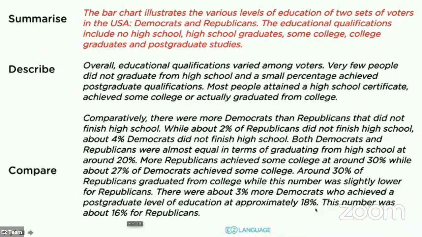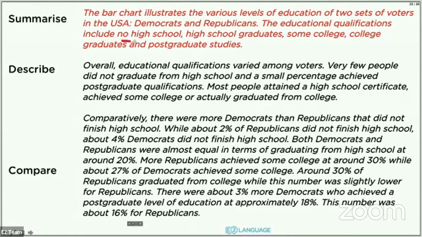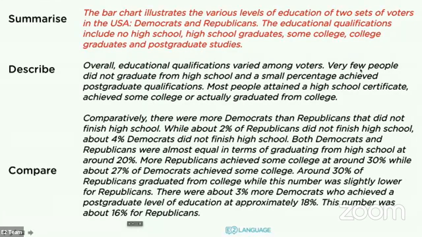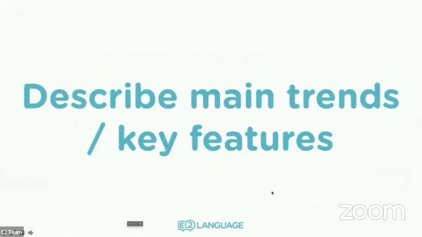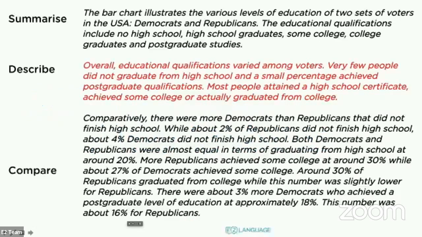So there was mine. Mine was longer because I took the x-axis information and I included it, including the no high school, the high school graduates, the some college, the college graduates, and the postgraduates. You can do that if you want, but I'm happy with yours. Okay, now we move to the next section, the tough, well, this isn't the hardest part. This is where we need to describe main trends or key features. Okay, describe main trends or key features. We're not comparing yet.